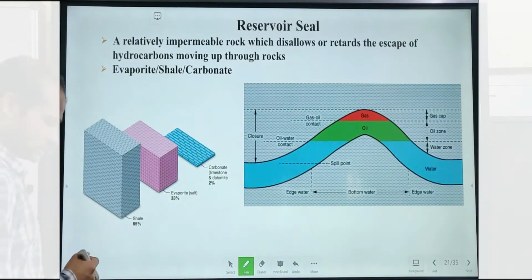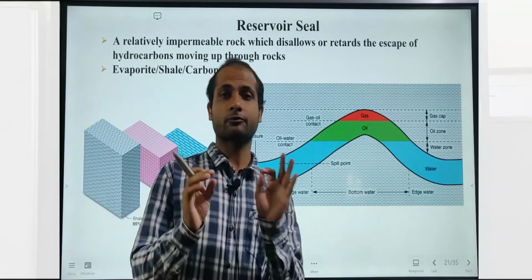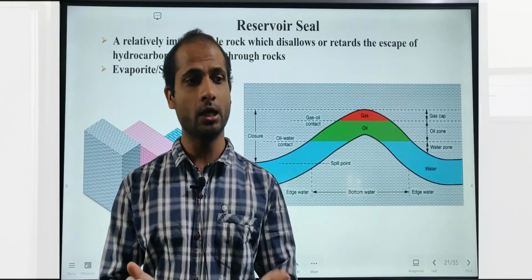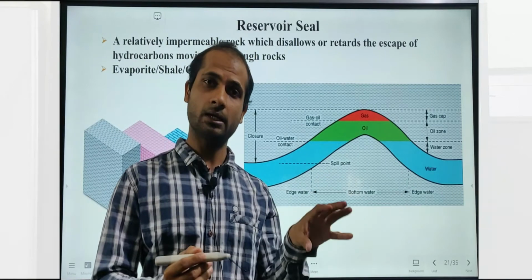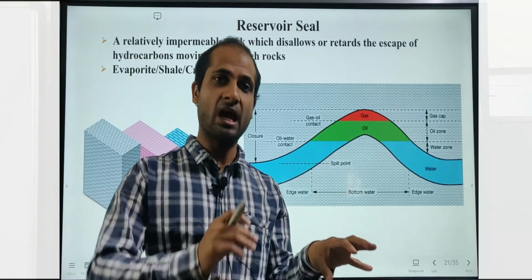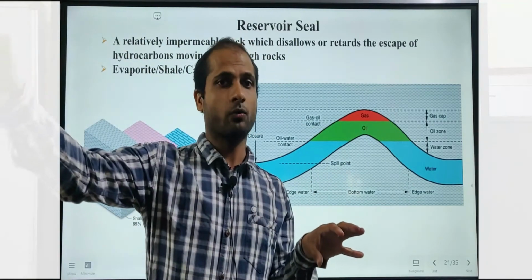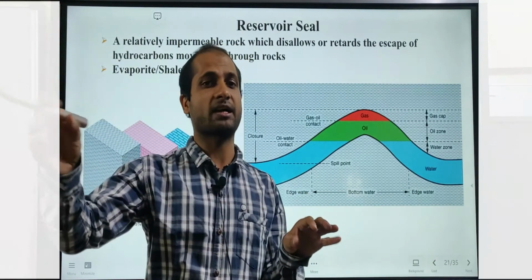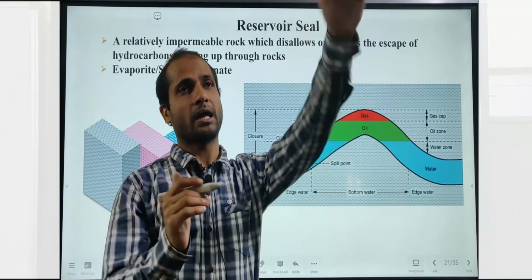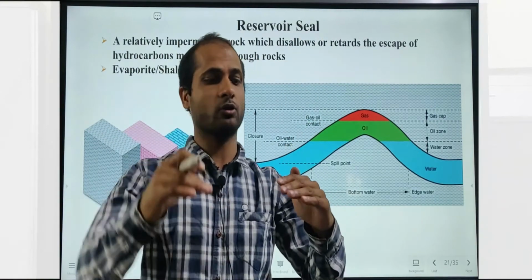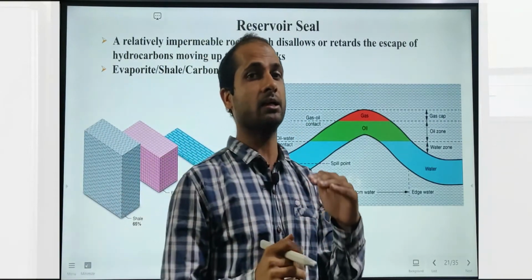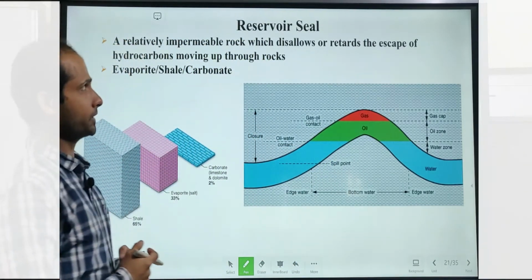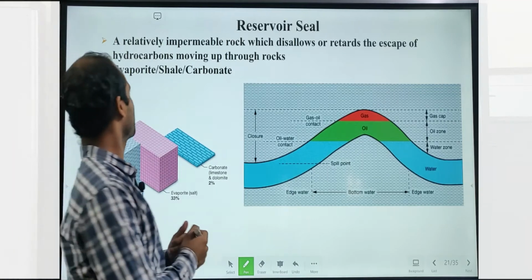So as we know, for accumulation of any petroleum, what do we need? We need a source rock where the petroleum is getting generated, and a trap where the petroleum is getting accumulated. In between we have the reservoirs, but for reservoirs to trap the hydrocarbon we need an impermeable layer, and that impermeable layer is known as seal.